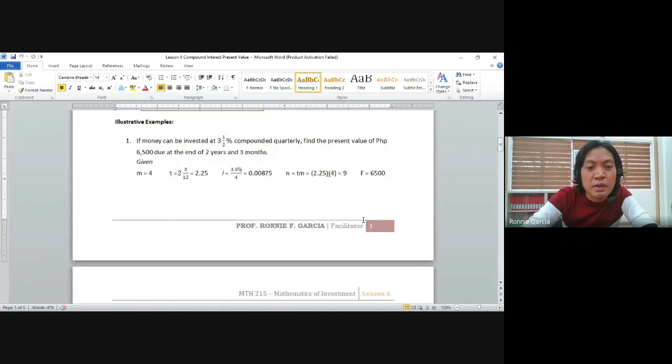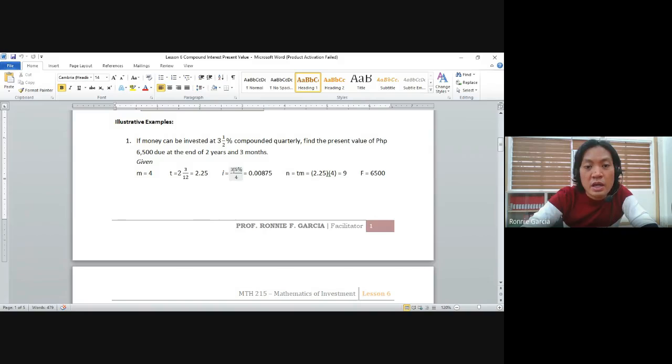So the first example: if the money can be invested at 3.5% compounded quarterly, find the present value of 6,500 pesos due at the end of 2 years and 3 months. So from this problem, we have obtained the following givens. 4 is our m from quarterly. The term or the time is 2 and 3 over 12 from 2 years and 3 months, or you can also convert that into decimal. That's 2.25.